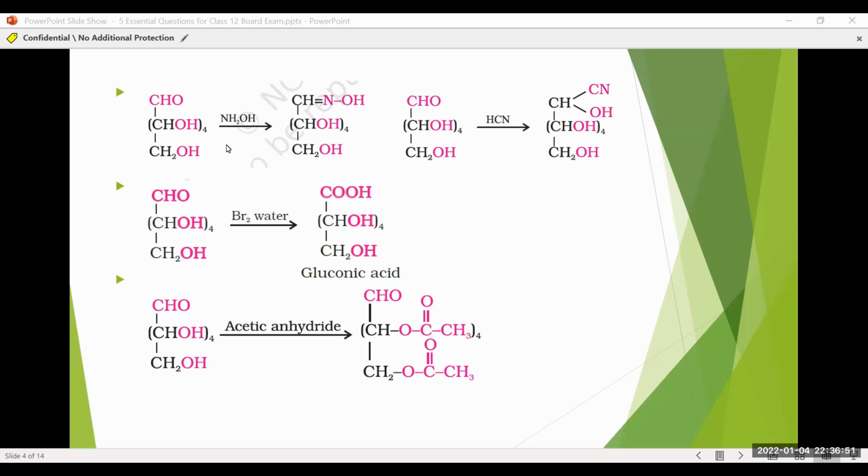So far you have studied that this group is carbonyl, and carbonyl is of two types, one is aldehyde, the other is ketone. So we want to justify that this group is an aldehyde group.